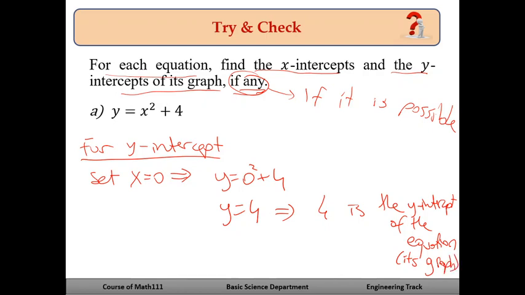So when we say an equation, it corresponds to a graph, right? The set of solutions will correspond to a graph. So you can say its graph or the equation itself.